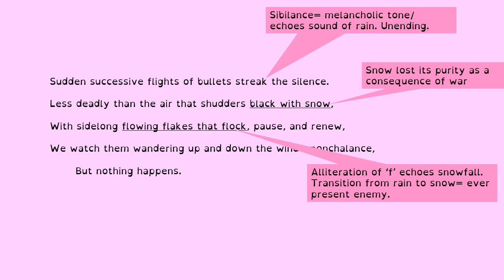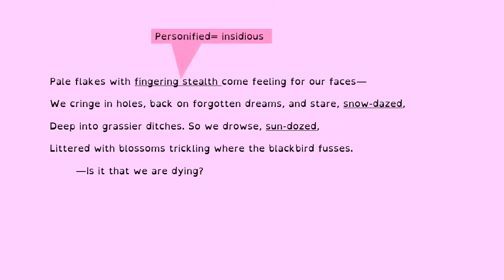There are flowing flakes that flock, and this lovely alliteration of F echoes the sound of that snowfall. So we've previously had the sibilance, which echoes the sound of the rain, and now we've got the echoing sound of the snowfall. And the transition from the rain to snow shows that the enemy is ever present, but almost takes on different guises and gets more and more difficult to withstand and to tolerate. The pale flakes are also described as having fingering stealth, which makes them seem really insidious. This personification of them trying to come in and to be really deceitful, that they can't get away from them. It's an enemy that's really smart.